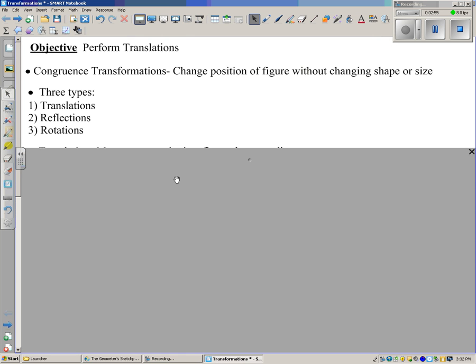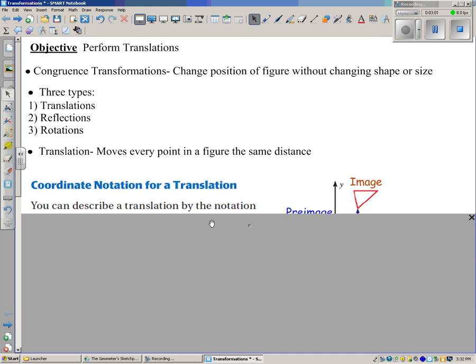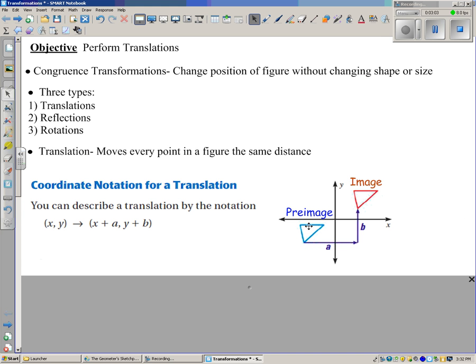Let's get back to our translations. A translation moves every point in a figure the same distance. So here's a diagram showing you just in general what happens. You take any figure, in this case a triangle, and you're going to translate it to the right and then up. So horizontally and then vertically in general.